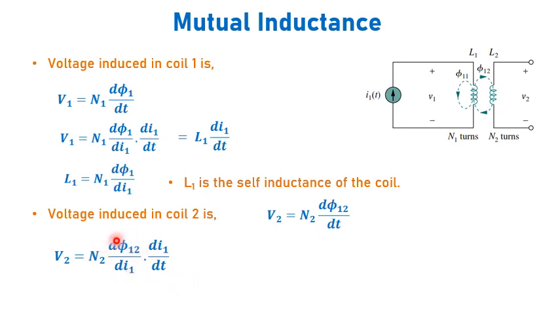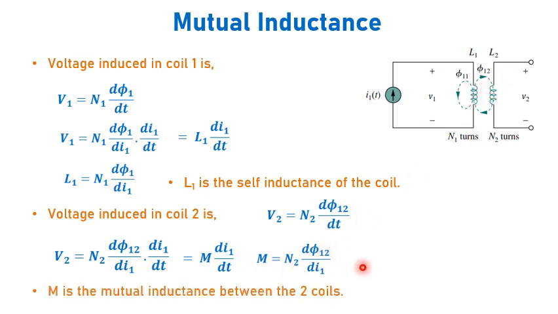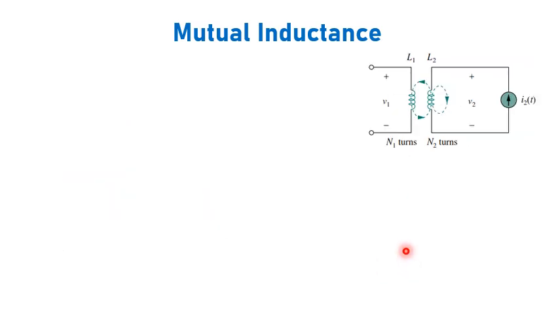So here this is called mutual inductance M. So M is equal to N2 into d phi 12 by di1. So mutual inductance is also same as normal inductance, whose unit is henries, but it is because of the flux produced by one coil linking with the other coil, where M is the mutual inductance between the coils.